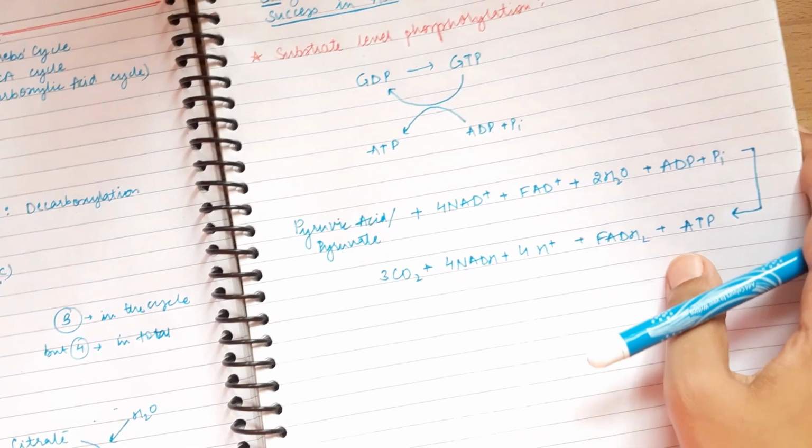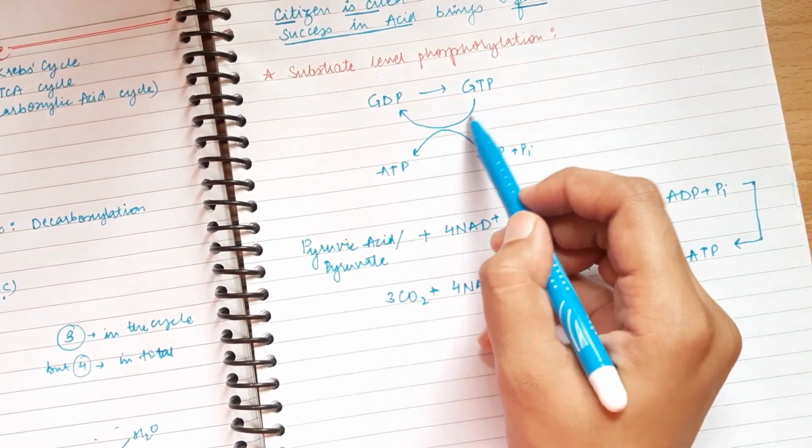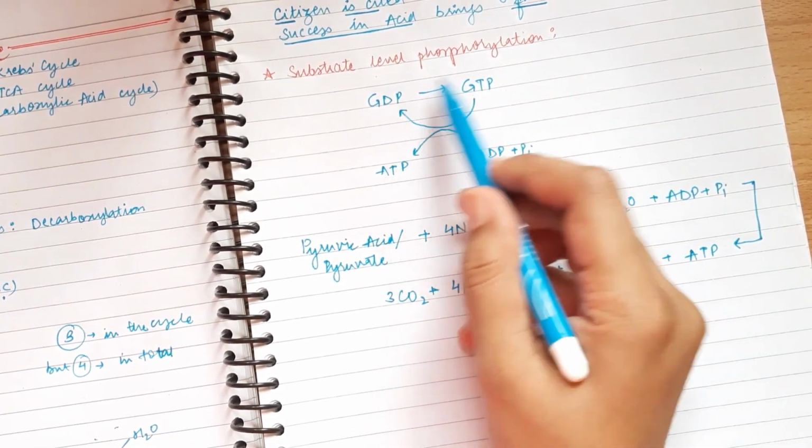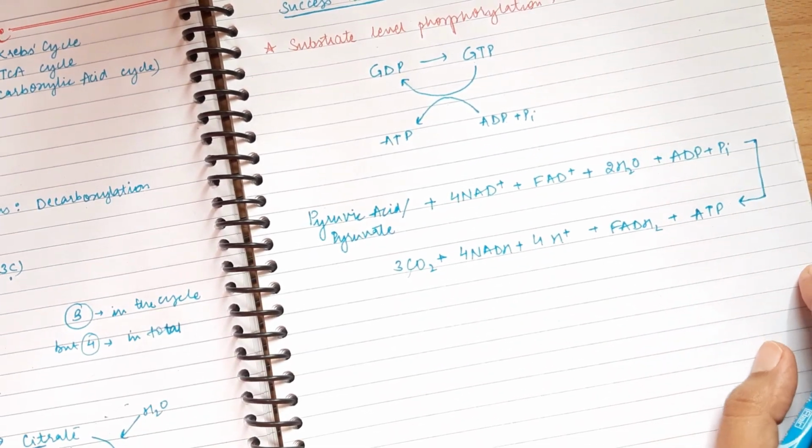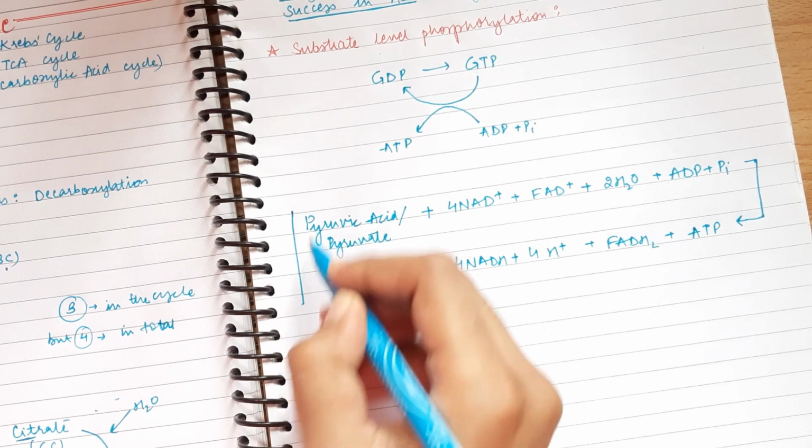Now you may be wondering why we did not include GTP and GDP. This is because these two are being recycled. Alright, so hence they are not included in the final reaction.